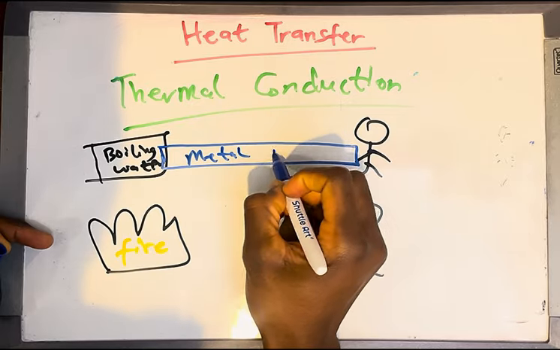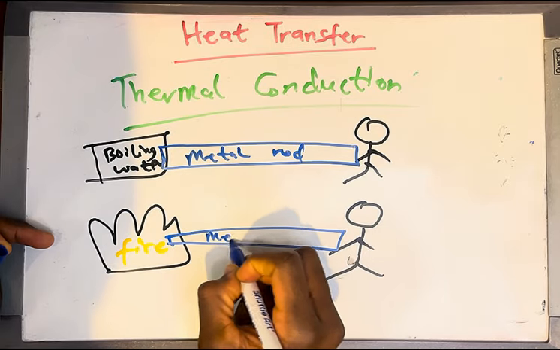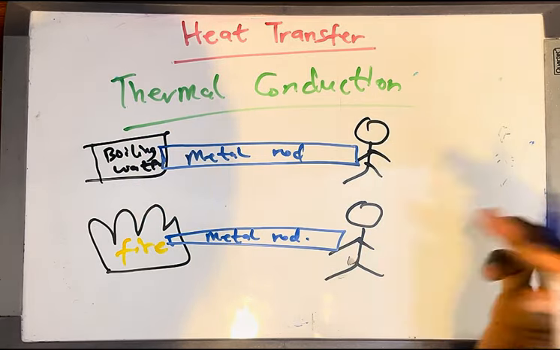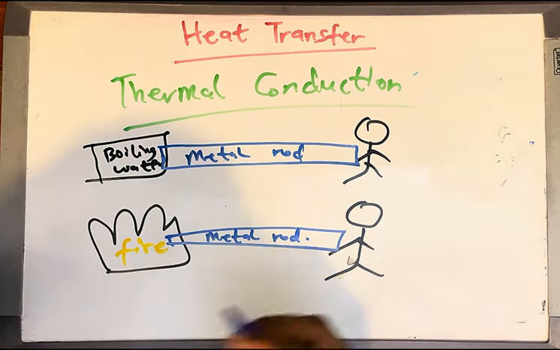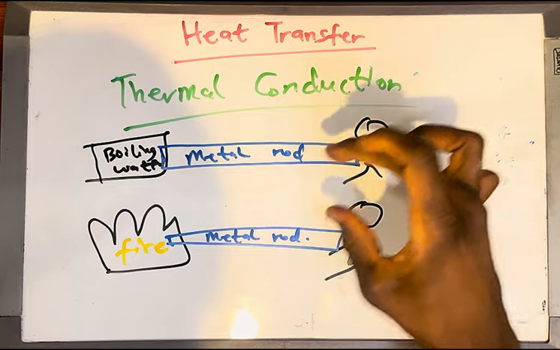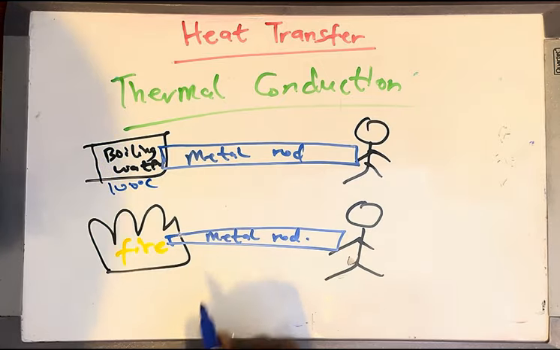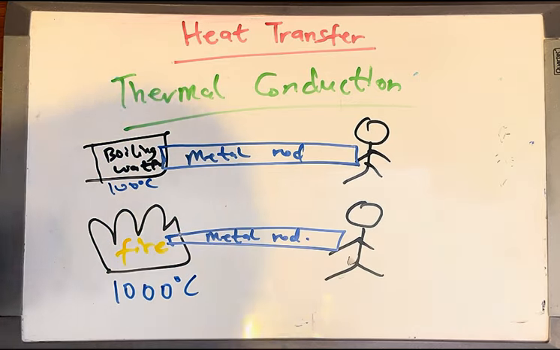This is the first metal rod. And then this is the second person holding a metal rod, okay? The metal rods are of equal length, they are of equal thickness as well, and they are from the same material, okay? So when you consider these two scenarios, you know that boiling water is around 100 degrees Celsius, but the fire is around maybe 1000 degrees Celsius. The question is, which of these two people will start feeling the burn in his palm faster?